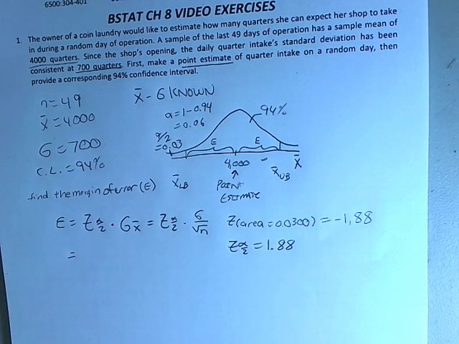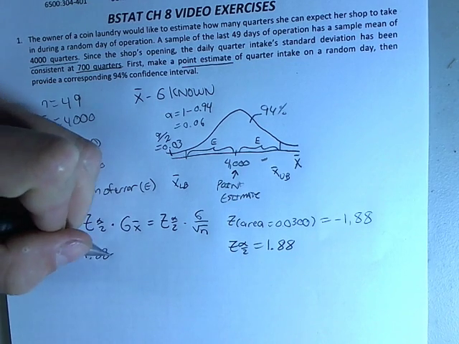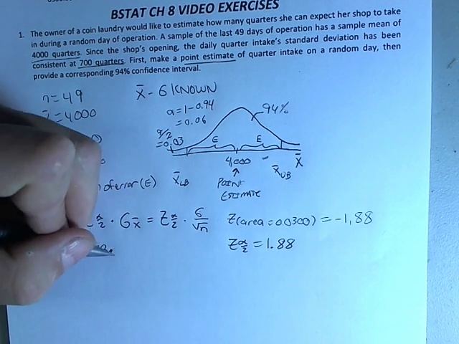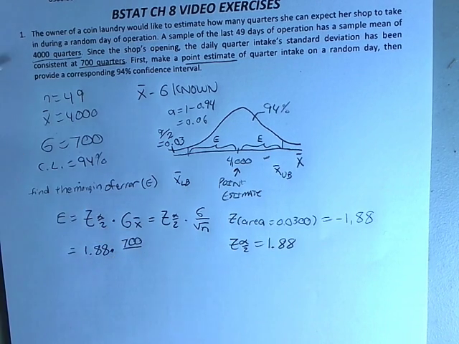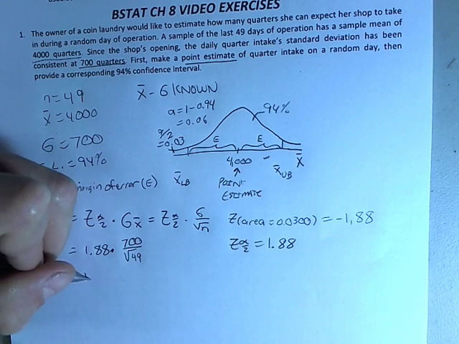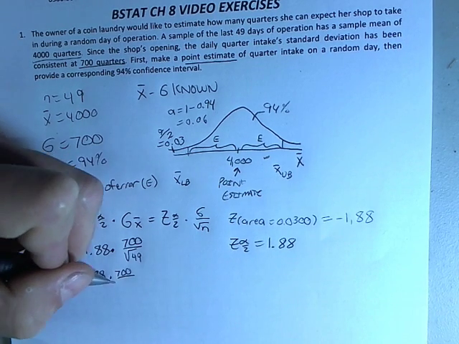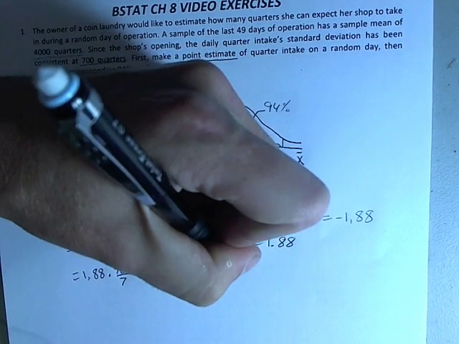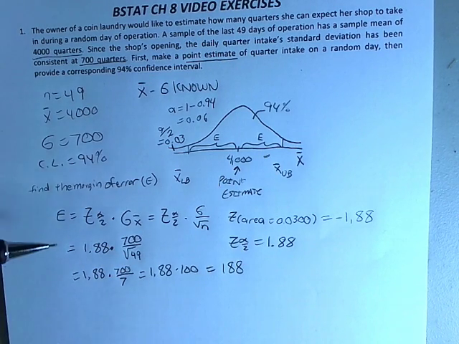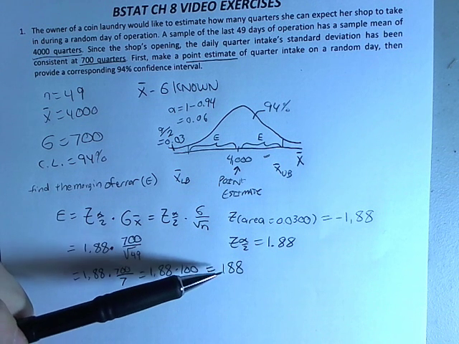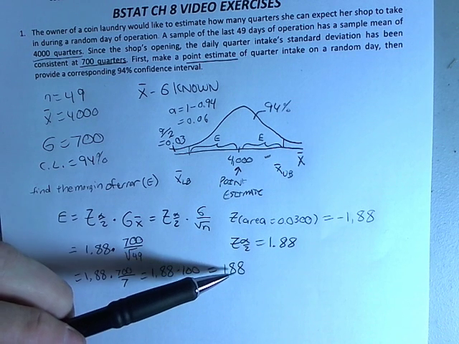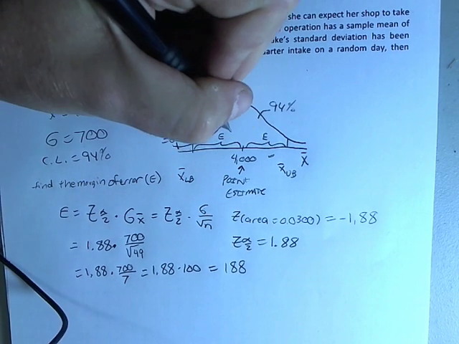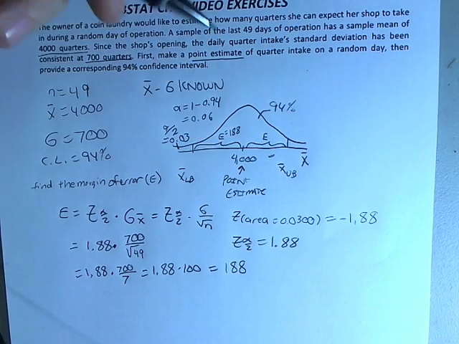So we now know that the margin of error will be equal to 1.88 multiplied by this ratio, the population standard deviation, which we're told is 700, divided by square root of sample size, square root of 49. So in simplifying this, we have 1.88 multiplied by 700 divided by 7. That's equal to 1.88 multiplied by 100, and that's equal to 188. So that now gives us the value for the appropriate margin of error in this case, and it looks like that value is 188 quarters. So that completes the first of the two main steps in calculating that margin of error. So we now know that our margin of error is equal to 188 quarters.